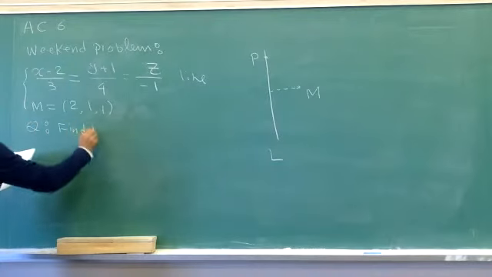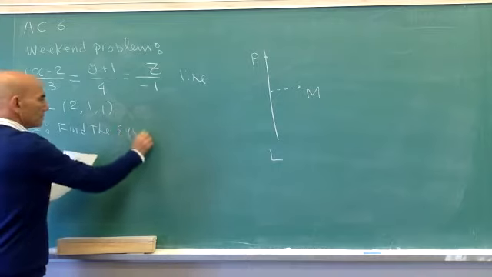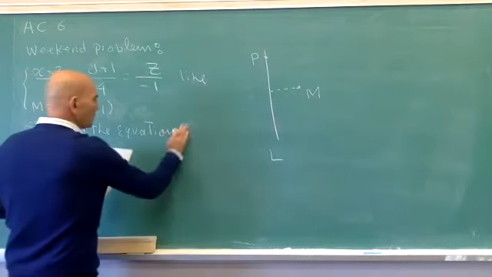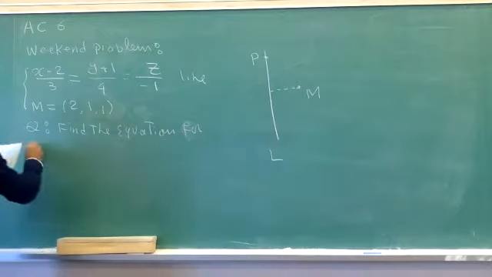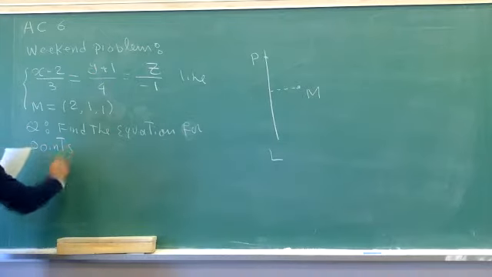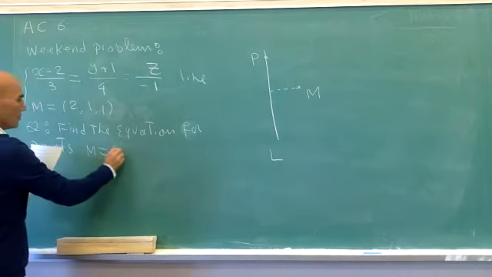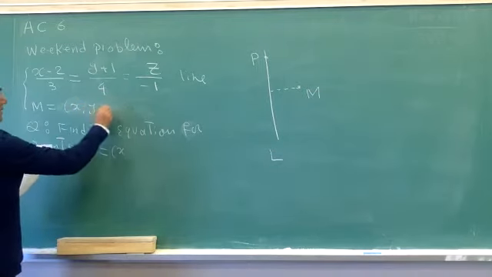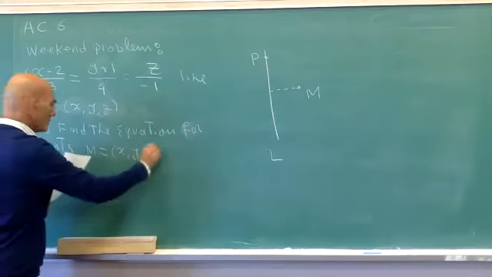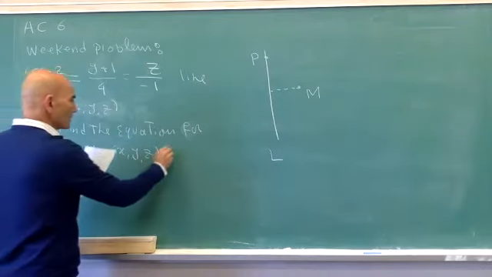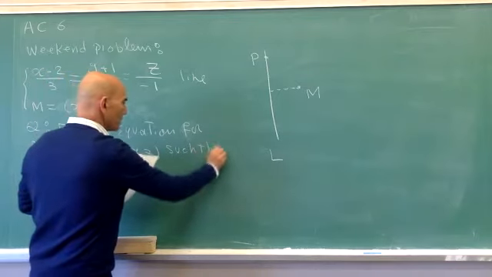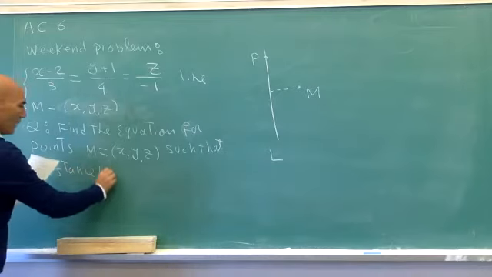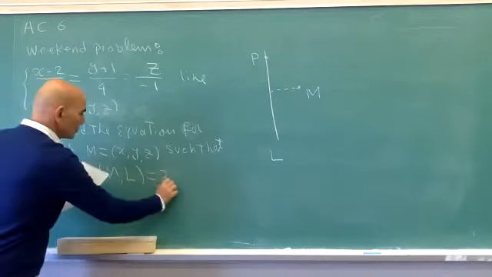find the equation of points M equal to, so this is M, now I'll just write (x, y, z), such that the distance from M to this line L is equal to 2.